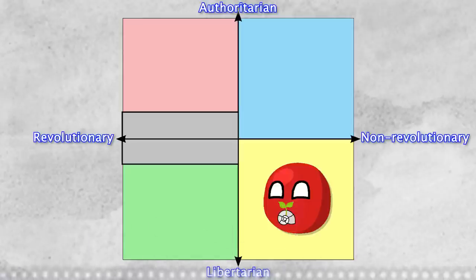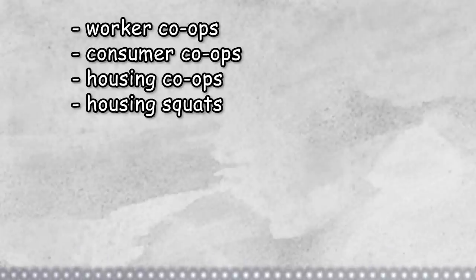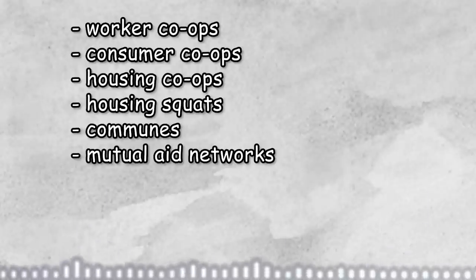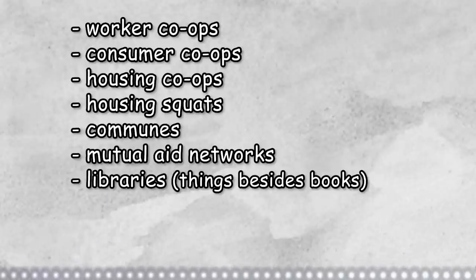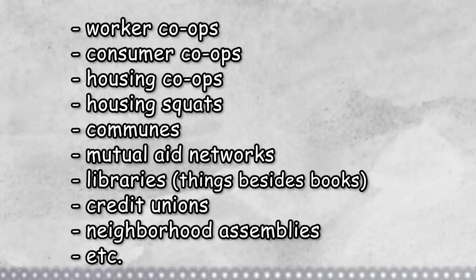Getting back on topic, this type of socialist believes we can create socialism if enough people gradually build it. And they believe we can do this by creating things like worker-owned cooperative businesses, consumer co-ops, housing co-ops, housing squats, communes, mutual aid networks, libraries for things other than books, such as tools or sports equipment, credit unions, neighborhood assemblies, and so on.